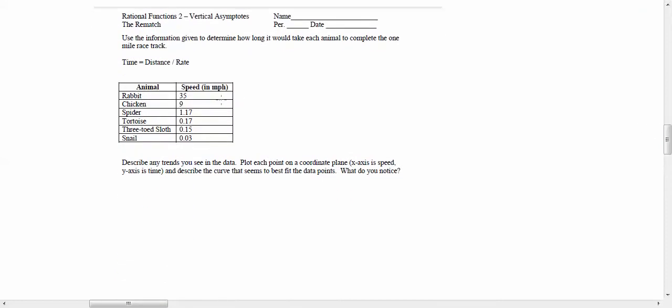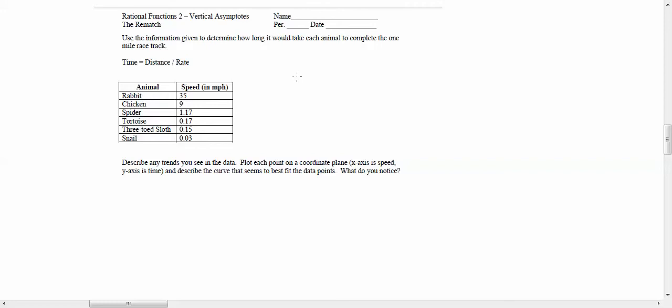And then what he did is he made a little table, and he calculated out the time it would take for all of these different animals, given their rates. So this is the rate of a rabbit, rate of a chicken, rate of a spider, tortoise, three-toed sloth, as opposed to a two- or four-toed sloth. I don't know if that's any different. And then a snail. And then he calculated the amount of time it would take for them to run a distance of 1 mile.